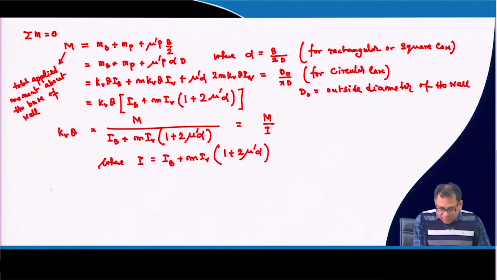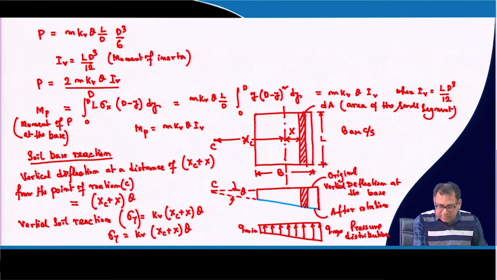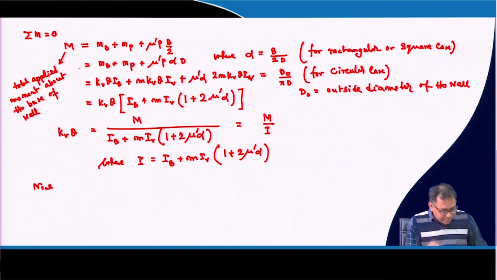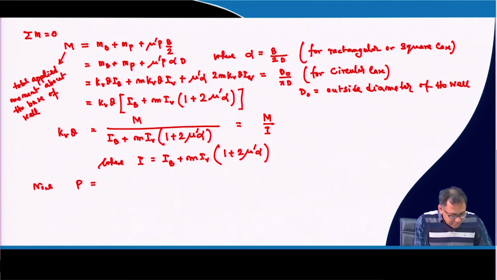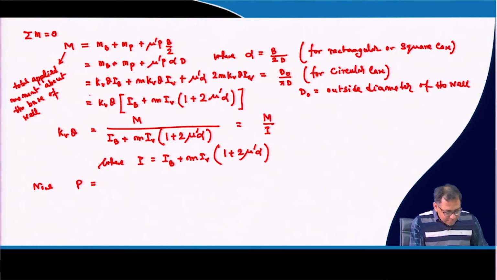Now we have two expressions of P. This is one expression of P and this is the other expression of P. So now we are using that P is equal to 2 m k v theta Iv divided by D.